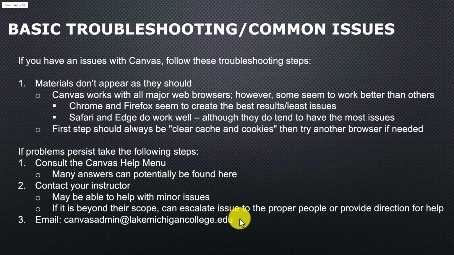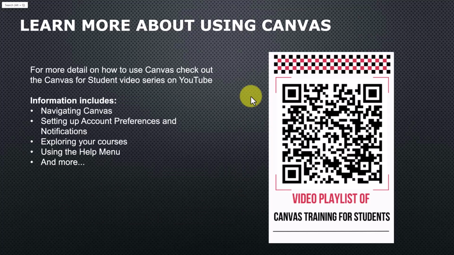Another alternative is to email canvasadmin@lakemichigancollege.edu. That will link you to the Canvas administrator, who will be able to review your issue and get back to you. And as mentioned previously in the session, there is a link via QR code that you can scan that will take you to YouTube, where you will find a playlist of videos designed specifically for students learning how to use Canvas.